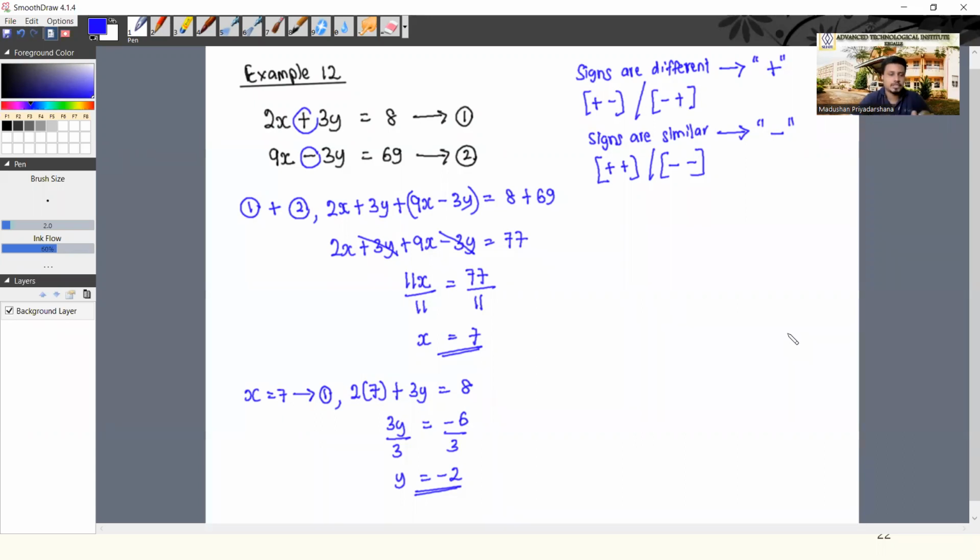That value we can substitute into one of those given equations, and we can get the value of the other variable. Right? So that is the normal procedure we follow in solving these sort of simultaneous equations.